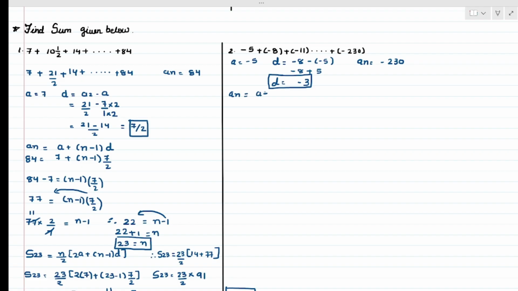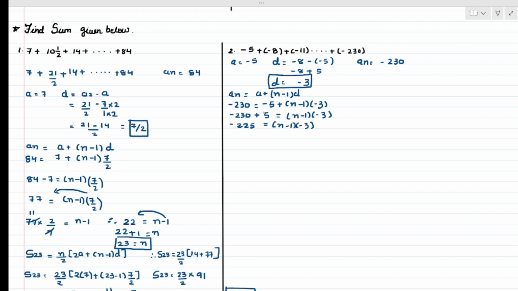AN is equal to A plus N minus 1 D. Now what is my AN? My AN is minus 230 equals to what is my A? My A is minus 5 plus N minus 1 and my D is minus 3. Okay. Now minus 5 goes over there. That means it will become minus 230 plus 5 equals to N minus 1 times minus 3. So it will become minus 225 is equal to n minus 1 times minus 3.